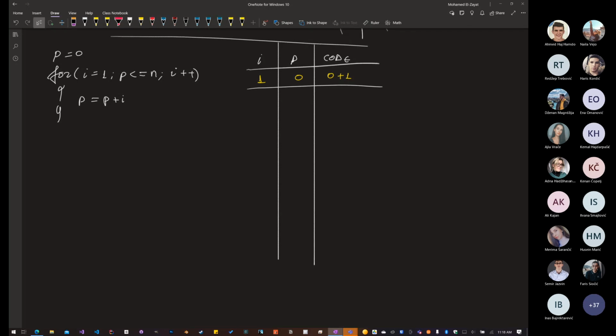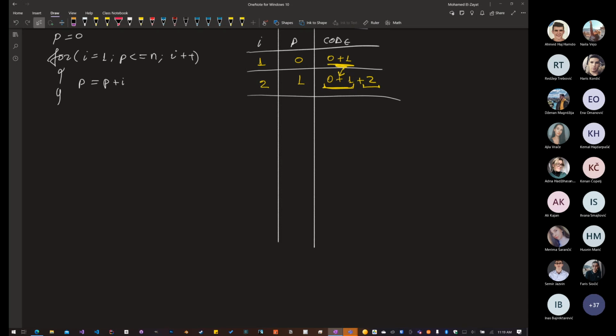Now, moving on. When I is 2, P was 1, because P has been set to 1 already previously. P became 1 here, so it's going to be 0 plus 1 plus 2. I'm just copying this here. I'm just saying that this is what was previously, and we just added 2 to it, nothing more. I'm drawing a line right there just to split them up and make it easier to read.